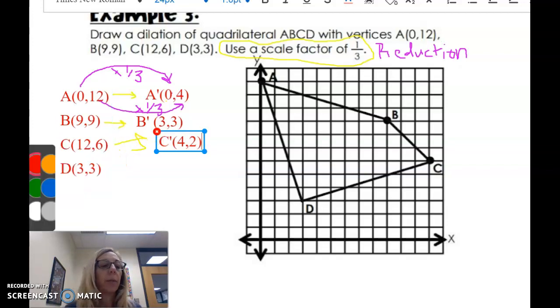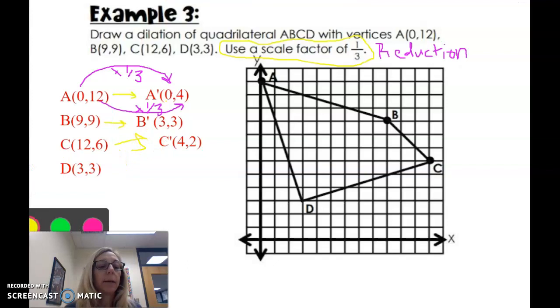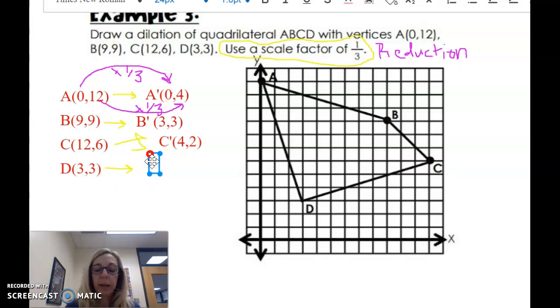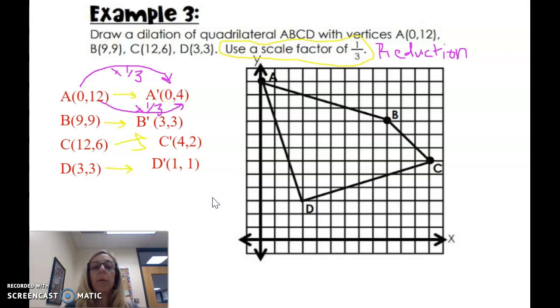We're going to do the same thing with our final point D. So go ahead and draw your arrow going to D prime. 3 times 1/3 is 1, and once again, 3 times 1/3 is 1. So D prime will be located at 1, 1. Now we're going to label those points. Remember, the new figure better be getting smaller, and it should be getting smaller by 1/3 the size.